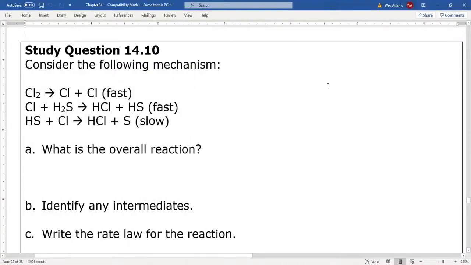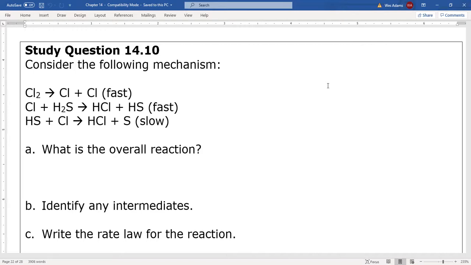Okay, here's a second question. We want to consider a different mechanism, but we're going to do the same things. We got chlorine breaking apart to form two chlorine atoms, which is fast. A chlorine atom reacting with H2S to form HCl and HS, another fast step. And then HS reacting with Cl to form HCl and S, which is a slow step.